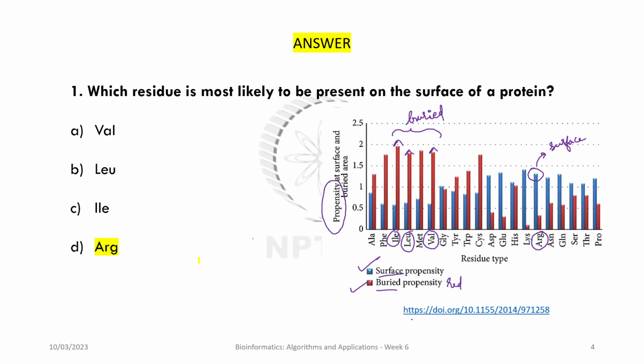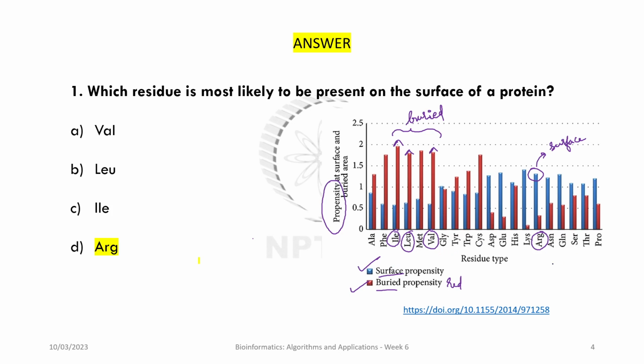And this is taken from a research article, and I've pasted the DOI here in case you want to check this out. They've done nice work going over the propensities of each amino acid residue, whether it's in the surface or buried, amongst all the PDB structures available at that time, I guess. So you can look into this. But pictorially, it's a nice way to see how residues get distributed in a protein structure.